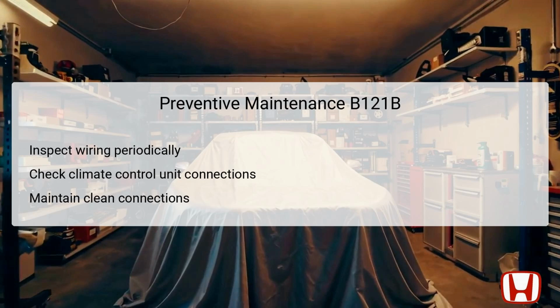Regular inspections of the wiring associated with the mode control motor and climate control unit should be scheduled to check for signs of wear or damage. This includes ensuring that connections remain secure and free from corrosion. Ensuring clean and tight connections can mitigate unexpected shorts and faults within the circuit.